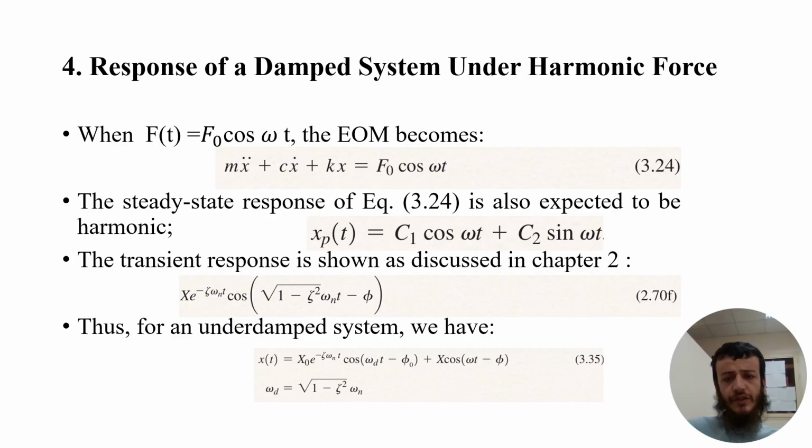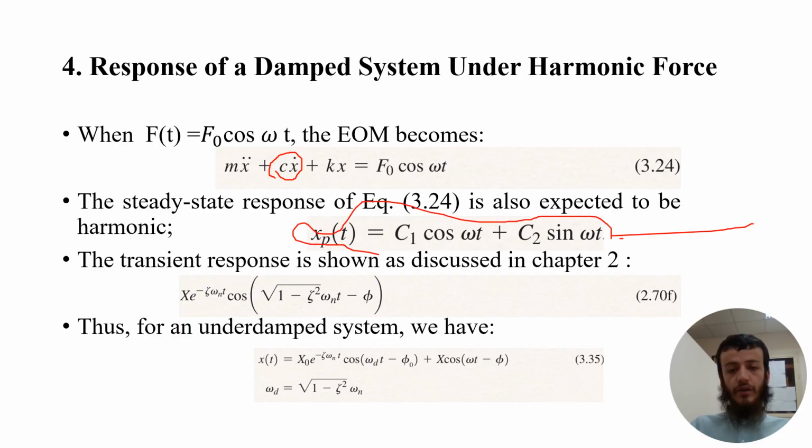The response of a damped system under harmonic force. We discussed shortly the response of an undamped system, but if we have a damped system, what will be the response? As in the first slide, we add this part to the equation of motion, and we will get the particular solution, the steady state response, just like this equation. And the transient response is as discussed in chapter 2, but we can find it here. How do we get this term?